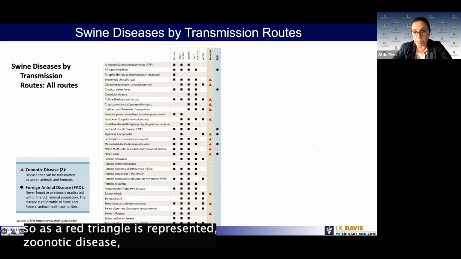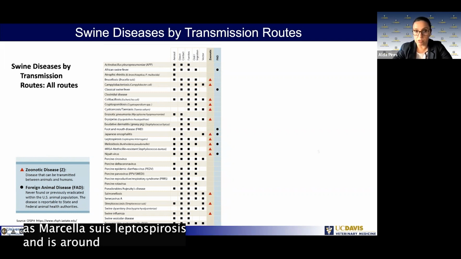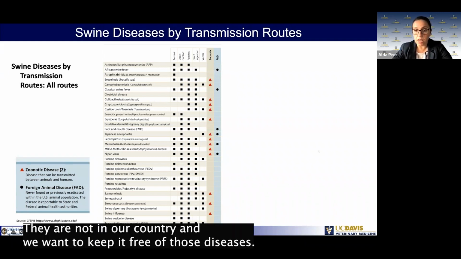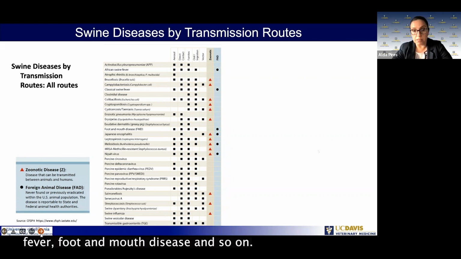A red triangle represents a zoonotic disease. These are diseases transmitted from animals, swine, to humans, such as Brucella suis and leptospirosis. A round circle is a foreign animal disease. These diseases are not in our country, and we want to keep it free of them, such as African swine fever, classical swine fever, foot-and-mouth disease, and so on.